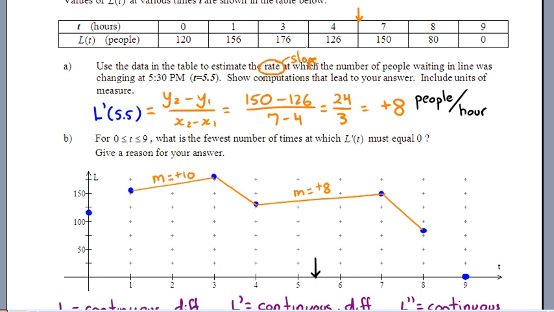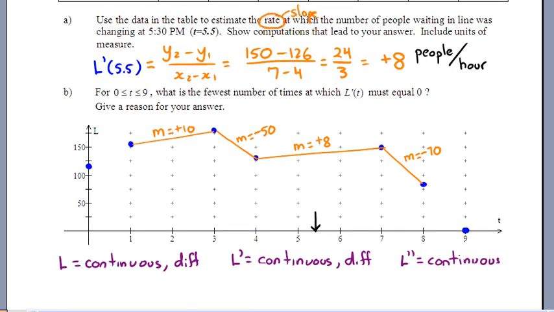And then from 3 to 4, whoa, a drop of 50, and it happens in 1 hour. So the average slope here is minus 50. Then from 7 to 8, we drop by 70 people in 1 hour. So the average slope here is minus 70.